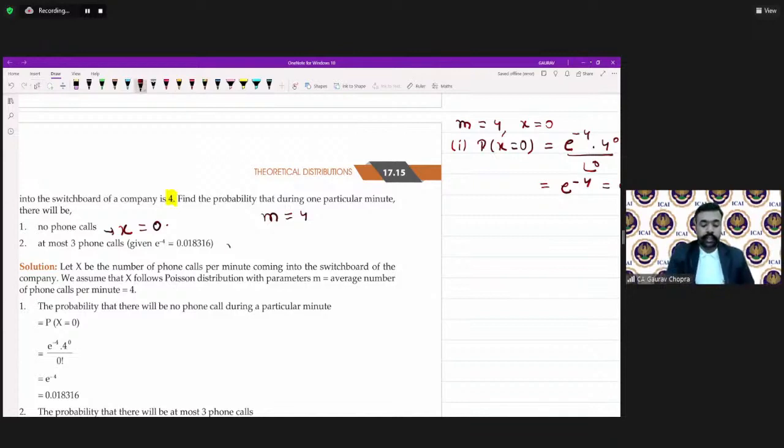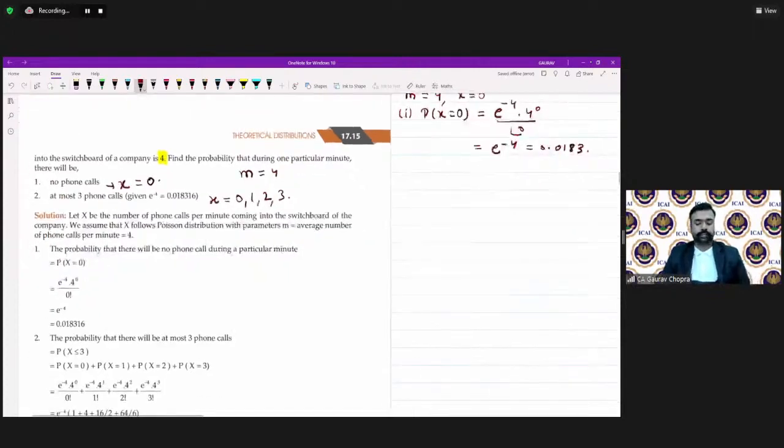Not more than 3. So what we will write in place of x? Maximum 3 phone calls. So 0, 1, 2, and then 3. Now you can solve this. Take the value of x as 0, 1, 2, and 3 and give the answer. Come on. You can do this.